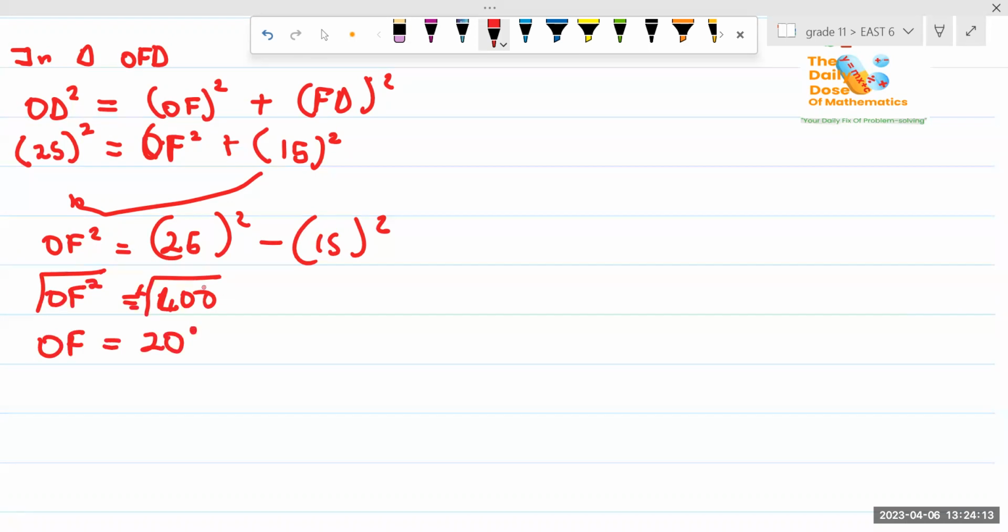It's 20 units. And then from here, we are going to take plus and a minus. Which one should we take, positive or negative? We're talking about the length of something. Positive. So we say we have 20.